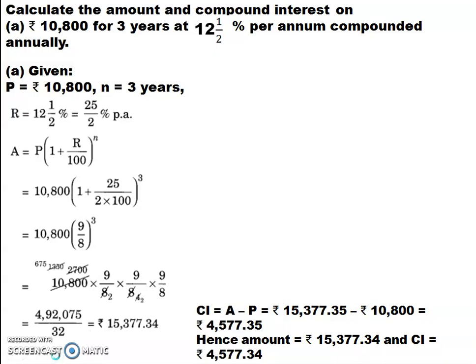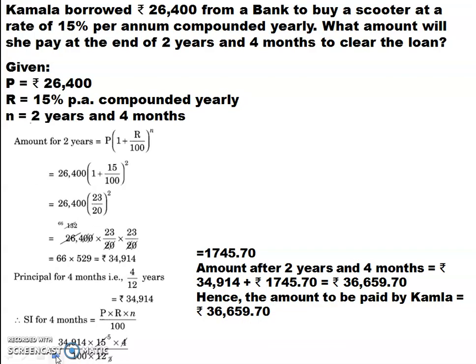Next question. Kamala borrowed rupees 20,400 from a bank to buy a scooter at a rate of 15% per annum compounded yearly. What amount will she pay at the end of 2 years and 4 months to clear the loan? Now, students, here the difference is you have a full 2 years and after that 4 months.